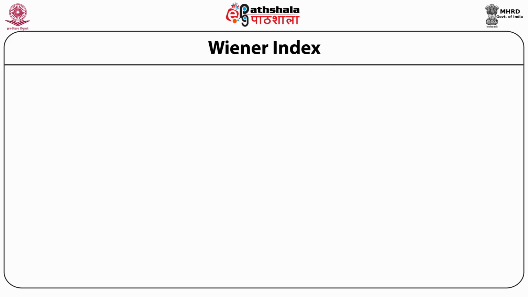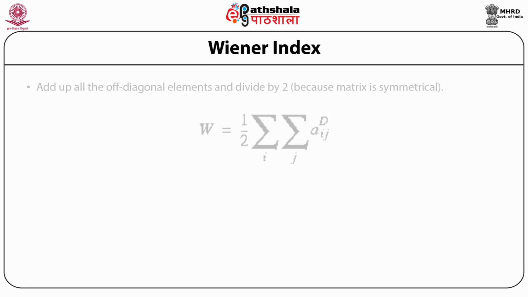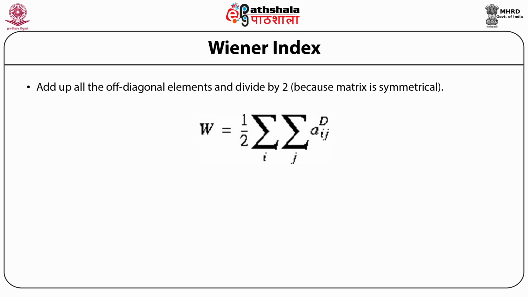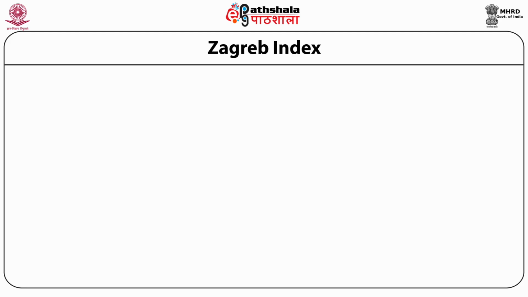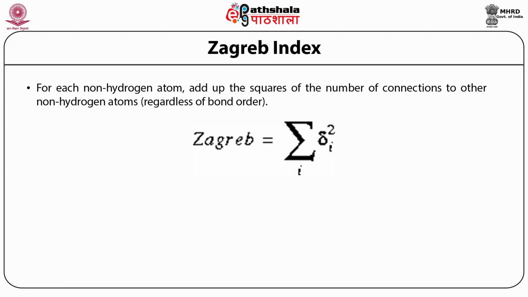One of the important ones is called the Wiener Index, which adds up all the off-diagonal elements and divides by 2. So, from the previous matrix, you can go to the Wiener Index values. It has been found that the Wiener Index correlates very well with the boiling points of alkanes. So, there is a physical relevance of the Wiener Index. Similarly, we can go to another index called the Zagreb Index. For each non-hydrogen atom, if we add up the squares of the number of connections to other non-hydrogen atoms, we get the Zagreb Index.